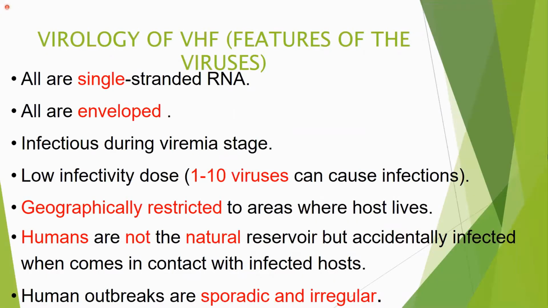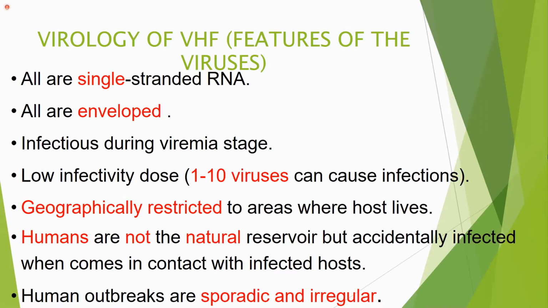So the features of these viruses: all are single-stranded RNA, all are enveloped, all are infectious during their viremic stage. They have a very low infectious dose, 1 to 10 viruses can cause infection. They are geographically restricted to the areas where the host lives. Humans are not the natural reservoir, but are accidentally infected when they come in contact with an infected host.